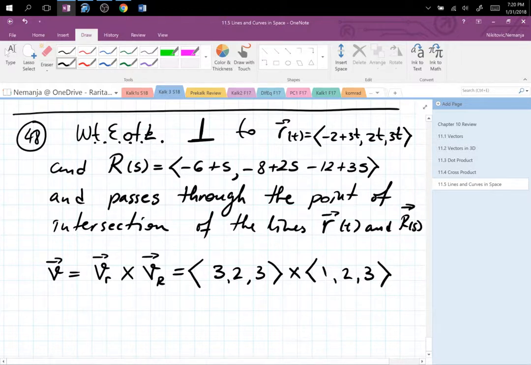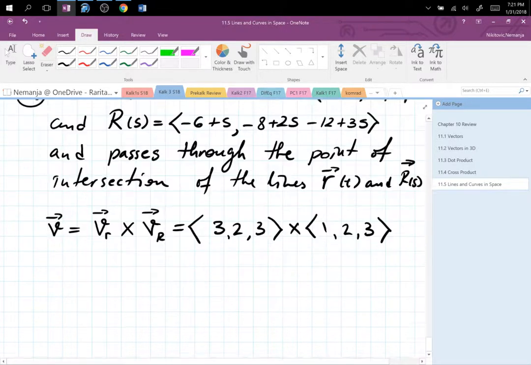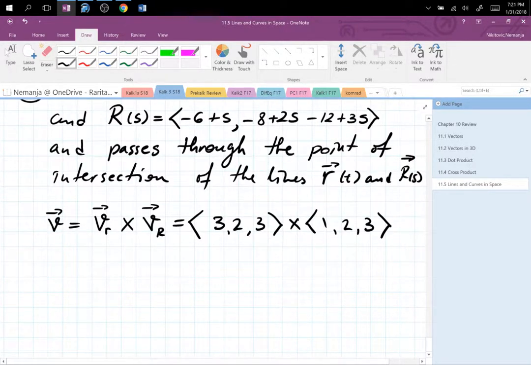So these are the ABCs of both r, lowercase r, and capital R, right? Those vector valued functions are straight lines. They have their own direction vectors, which would be vectors v, so v lowercase r and v capital R, and you extract those. So now we have that our v is given by ijk, 3, 2, 3, 1, 2, 3.